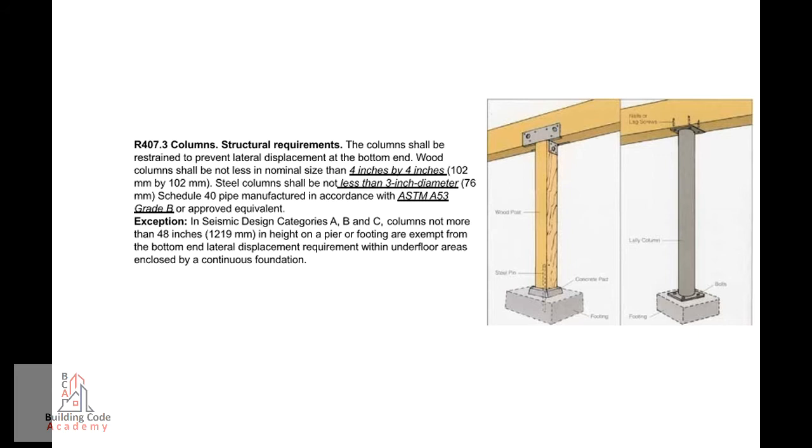Exception. In seismic design categories A, B, and C, columns not more than 48 inches, 1,219 millimeters, in height on a pier or footing are exempt from the bottom end lateral displacement requirement within underfloor areas enclosed by a continuous foundation.